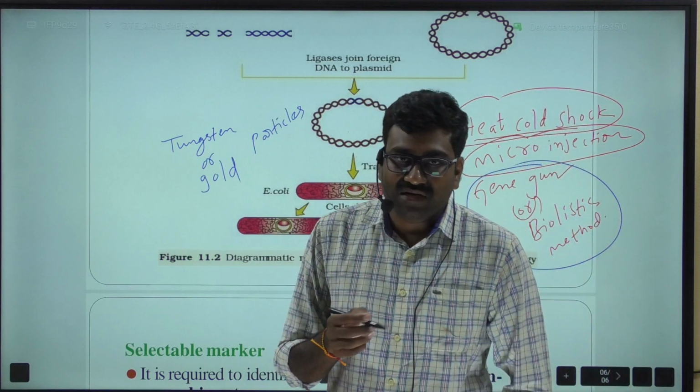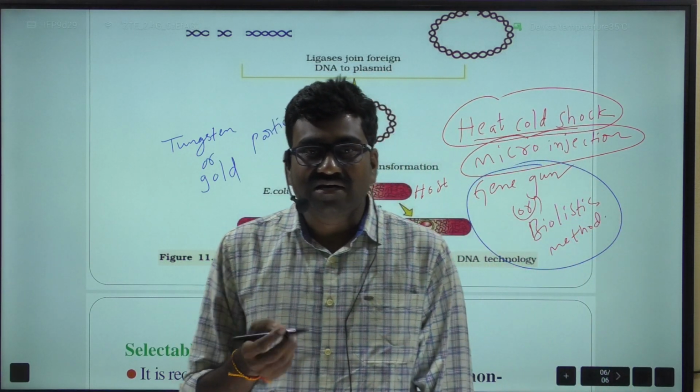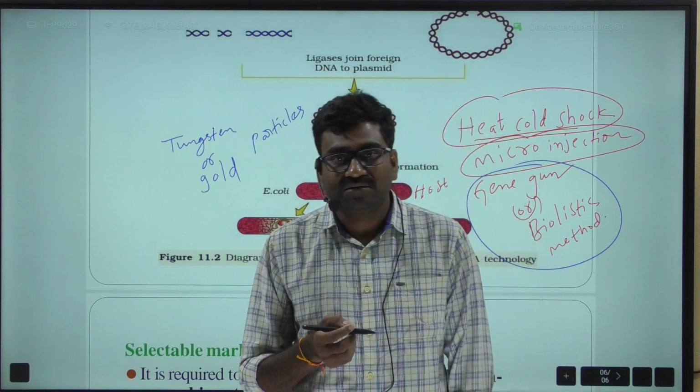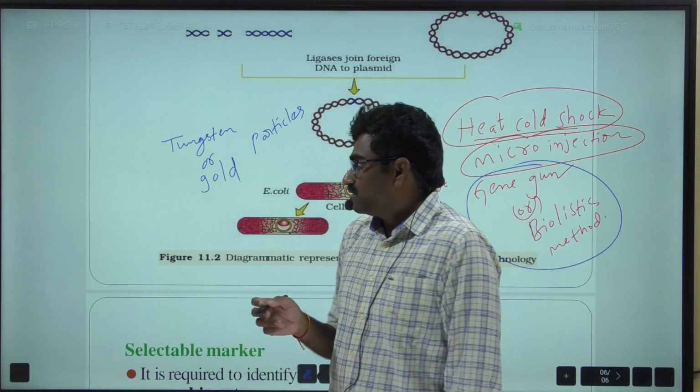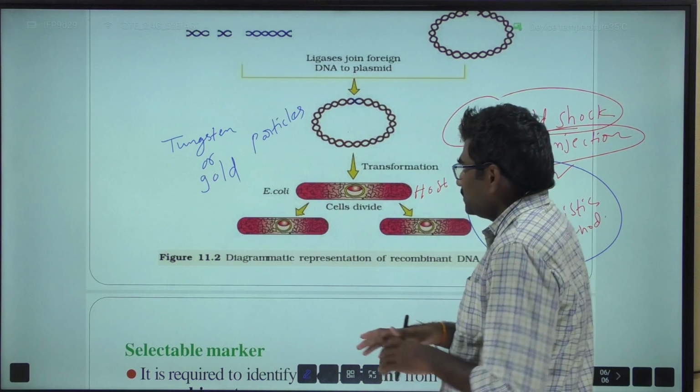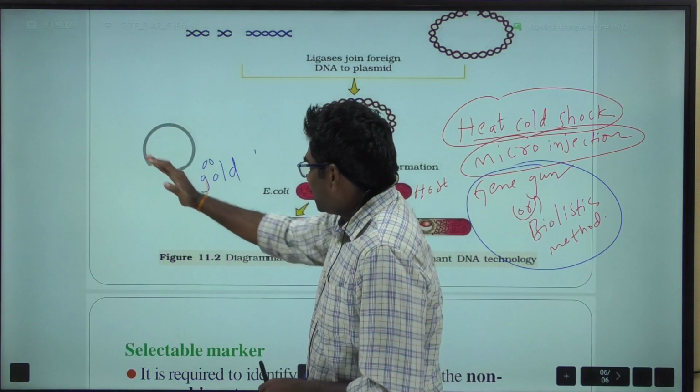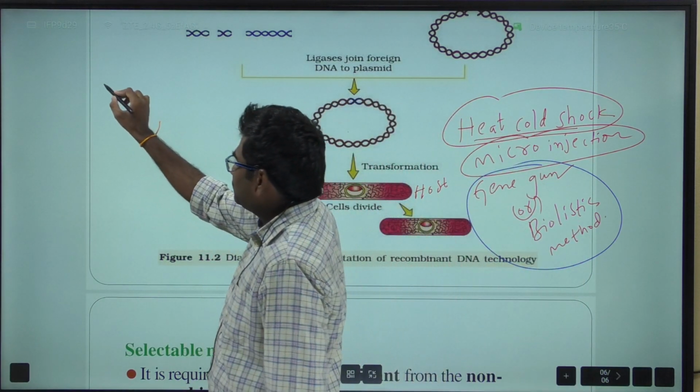Other than these, there is another method, that is the disarmed pathogen. For example, Agrobacterium tumefaciens is a pathogen.